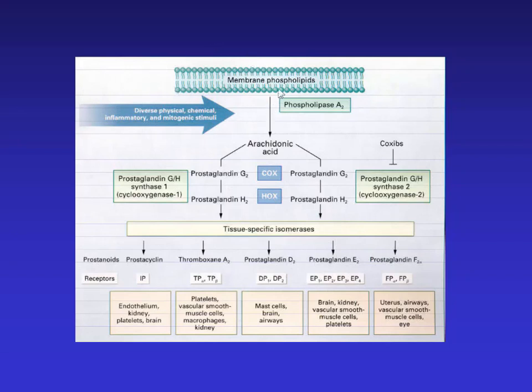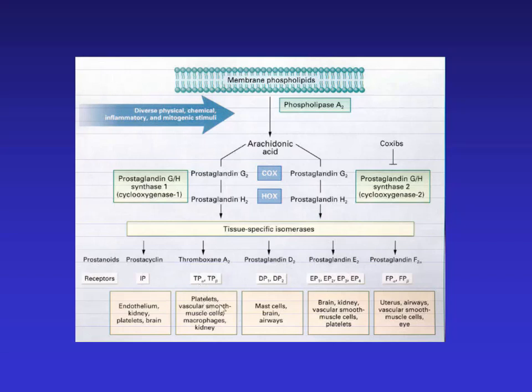So I've already described for you that from membrane phospholipids via the action of phospholipase A2, you get arachidonic acid, which is acted on either by COX-1, prostaglandin synthase 1, or COX-2, prostaglandin synthase 2. And those precursors are acted on via tissue-specific isomerases, and you make exactly the molecules that I talked about: prostacyclin, thromboxane, and a variety of relatively tissue-specific prostaglandins. What do they do? In the endothelium, prostacyclin, and in the kidney and the platelets and the brain, really regulates blood flow. It's also a very important mediator in neural tissues of pain.